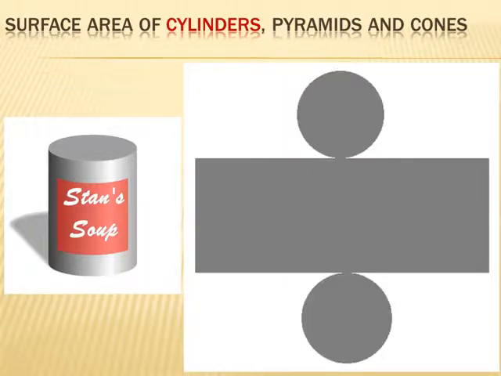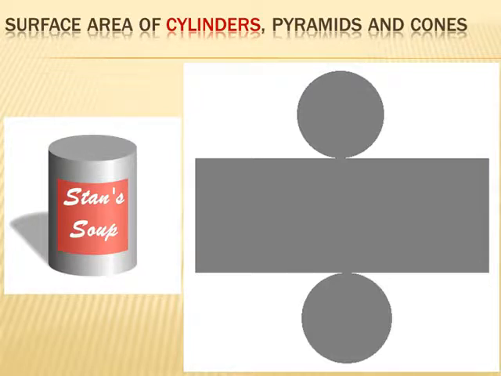If I were to deconstruct this can of soup, I'd have a top, that's a circle. I'd have a bottom, which we can't see over here because the can's sitting on its bottom. But over here, when we deconstructed, we see there's a bottom. And I've got a lateral face that connects the two bases. And if I were to straighten that out, it'd look like that.